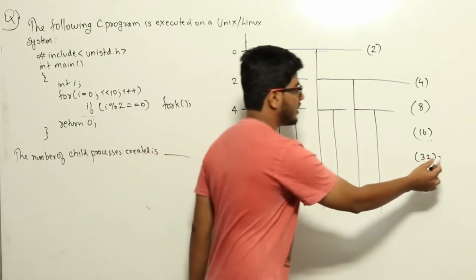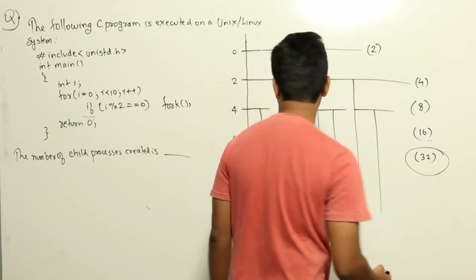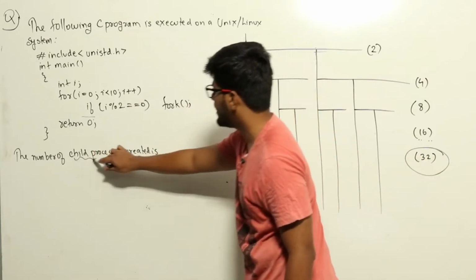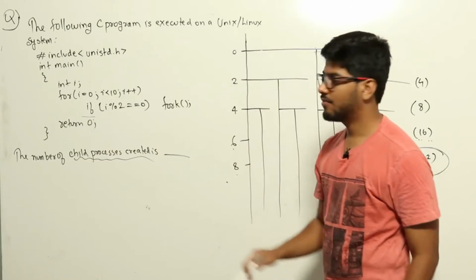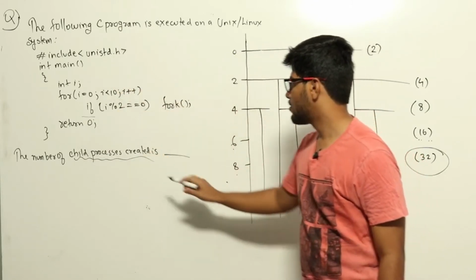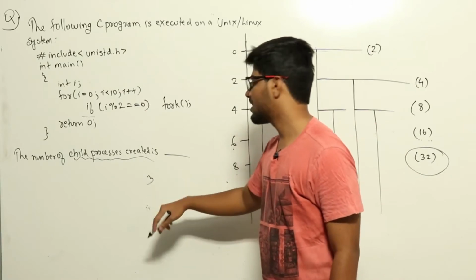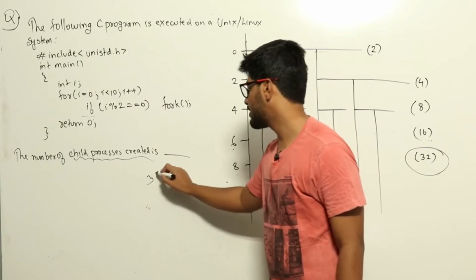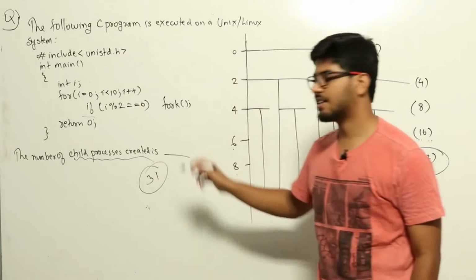So in total there are 32 processes currently, and in the question they were asking the number of child processes created is dash. We had one process initially, so that can't be considered as a child process. Total processes were 32, meaning the number of child processes created is 32 minus 1, that is 31. This question's answer is 31.